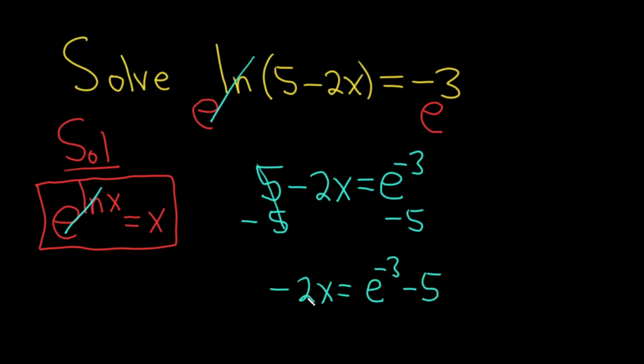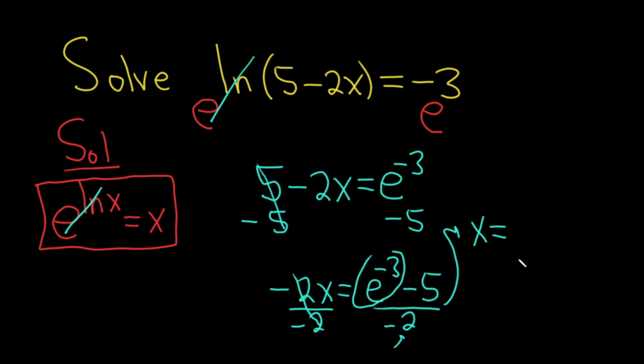X is being multiplied by negative 2. So now we'll just divide by negative 2. Divide by negative 2. These go away. So x is equal to, so it gets a little bit tricky here. So it's going to be this piece here over negative 2, like this, e to the negative 3 over negative 2, then minus 5 over negative 2.